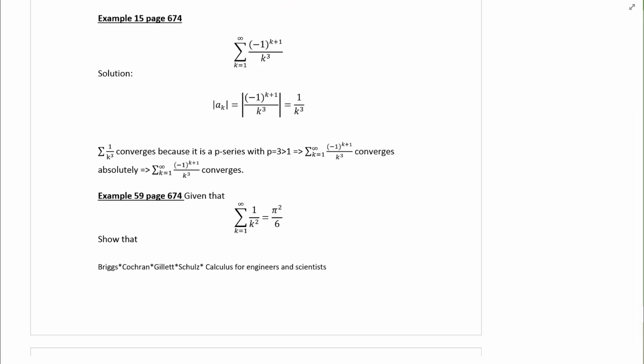Another problem is the sum as k equals 1 to infinity of negative 1 to k plus 1 over k cubed. Again, if we calculate the absolute value, we end up with 1 over k to the third, and this converges because it's a p-series with p equals 3, which is greater than 1. So you see how we are talking about the alternating series, but at the same time, we employ the other convergence tests that we learned before. So this converges absolutely just because we did the absolute value and figured out a new series with a new convergence test.